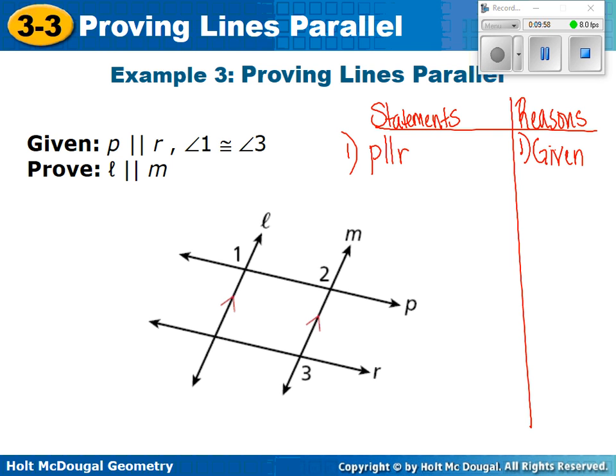So look at the picture. Did they mark P parallel to R? No, they made a mistake. This should not be marked parallel. That's a typo. P should be parallel to R. That should have been marked. So fix that. Those parallel marks should not have been there for lines L and M. That's our goal. We want to prove L parallel to M. So we don't ever mark what we're trying to prove, only what's been given. Okay, so now I want you to think about what we learned last class period. If P is parallel to R, what do we now know?